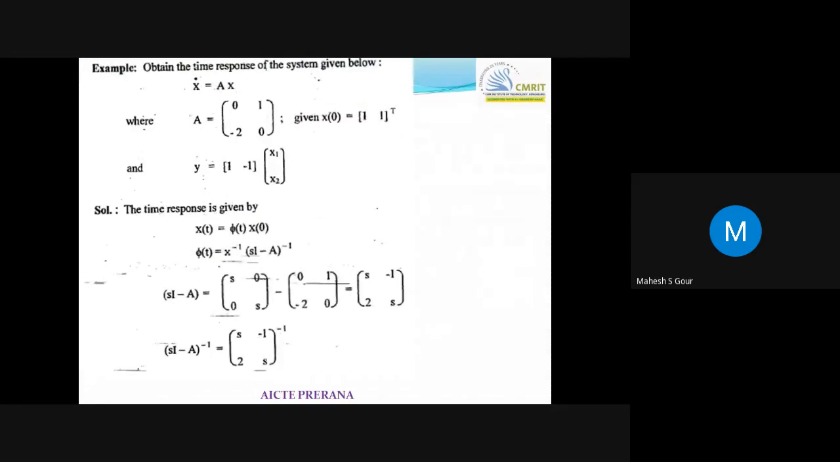Okay, so coming to this, they asked for the time response of this, or suppose, can you calculate the state transition matrix for this?